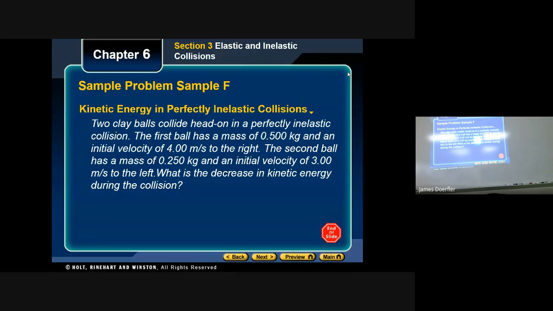for this discussion, because we're going to be taking what we did yesterday, that equation for inelastic collisions, and going a step further. We're going to figure out how fast objects were going after they collided inelastically, but then we're also going to figure out what the decrease in kinetic energy is during the collision.